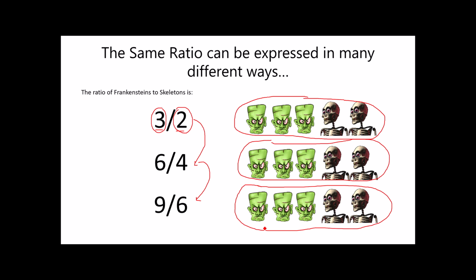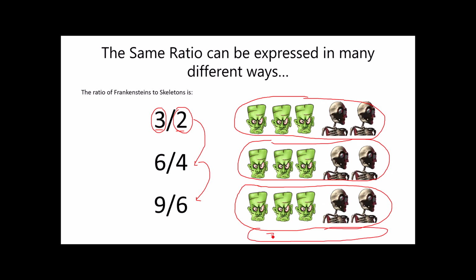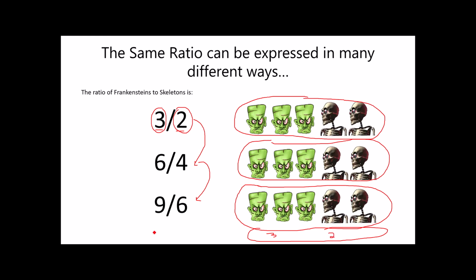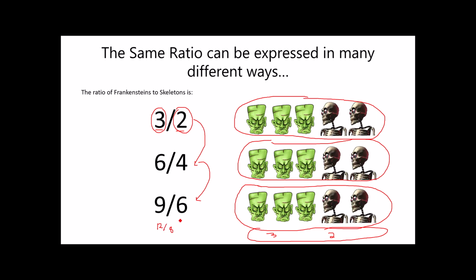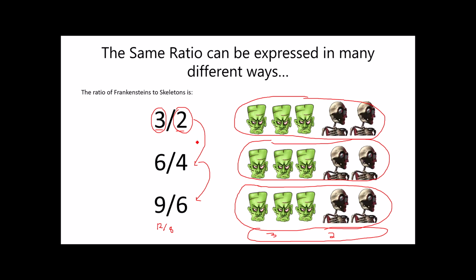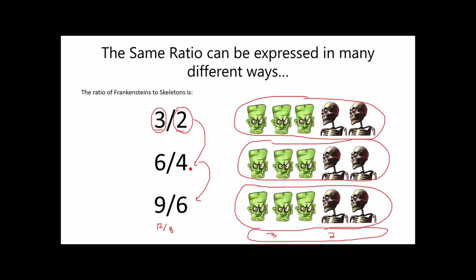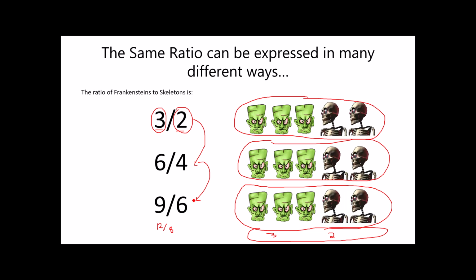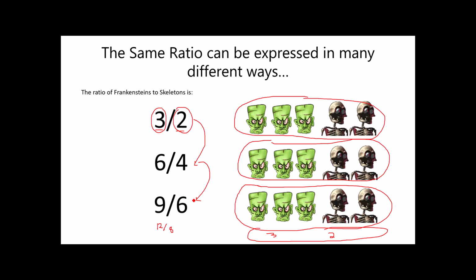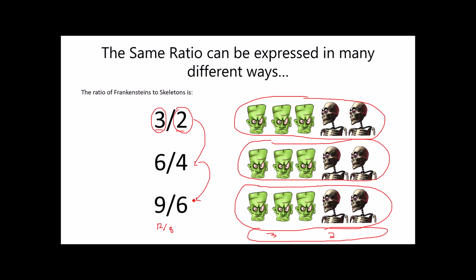So for example, if I were to do this one more time, I'm going to add 3 more Frankensteins and 2 more skeletons, and I would have a ratio of 12 to 8. And in fact, if you were to put 12 eighths into simplest form, you would have 3 halves, just like 6 fourths in simplest form is 3 halves, and just like 9 sixths in simplest form is 3 halves. Now that may seem a little bit obvious to you, but it's really important for us to realize that that is the definition of a proportion.